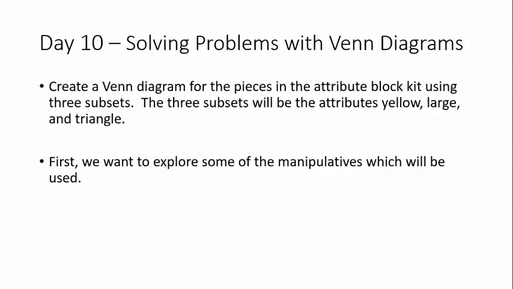We want to create a Venn diagram for the pieces in the attribute block kit using 3 subsets. The 3 subsets that we want to use involve the attributes yellow, large, and triangle.